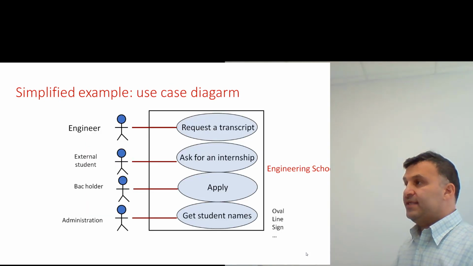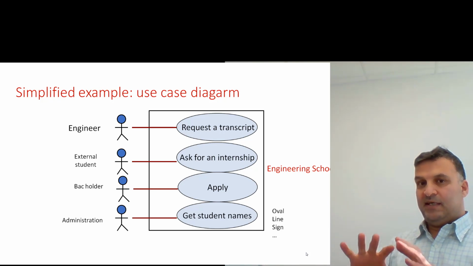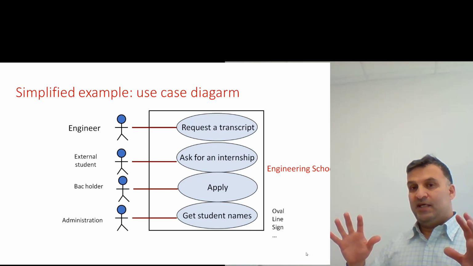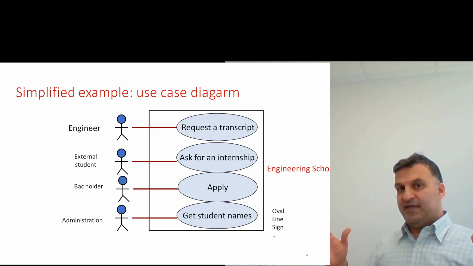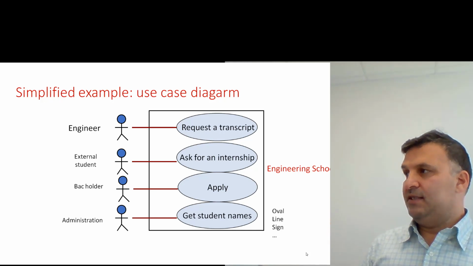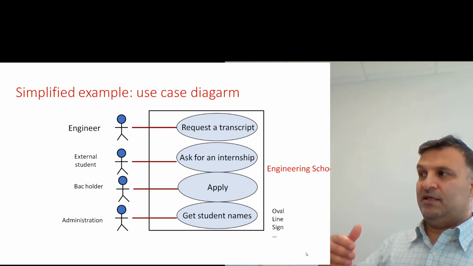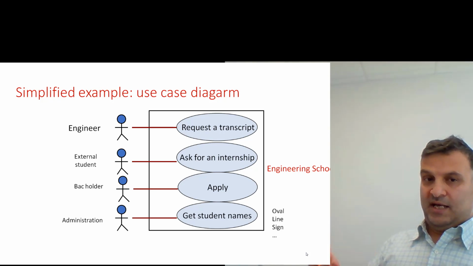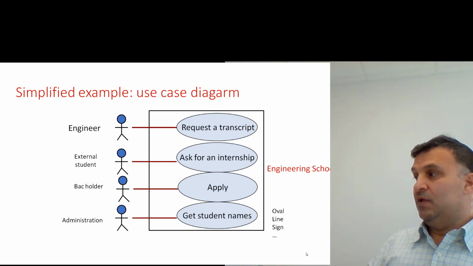We also have use case diagrams. In a use case diagram, we can see the system from the external point of view. So we can see the external users of the system. If we talk about the university, who are the external users? Perhaps there is an engineer, an external student, a holder of a diploma of secondary school who wants to apply.